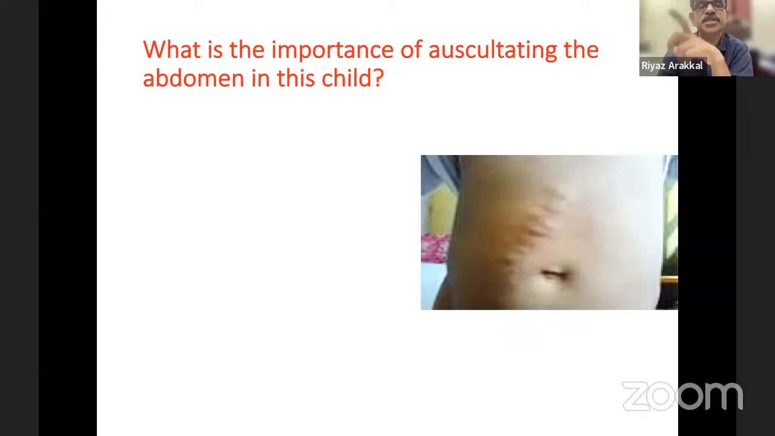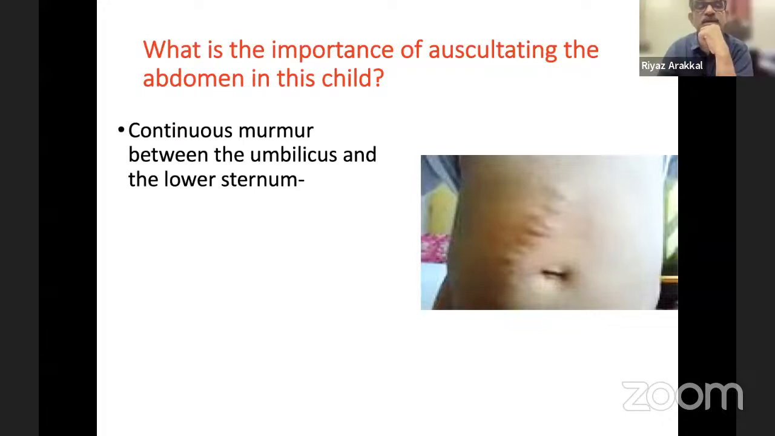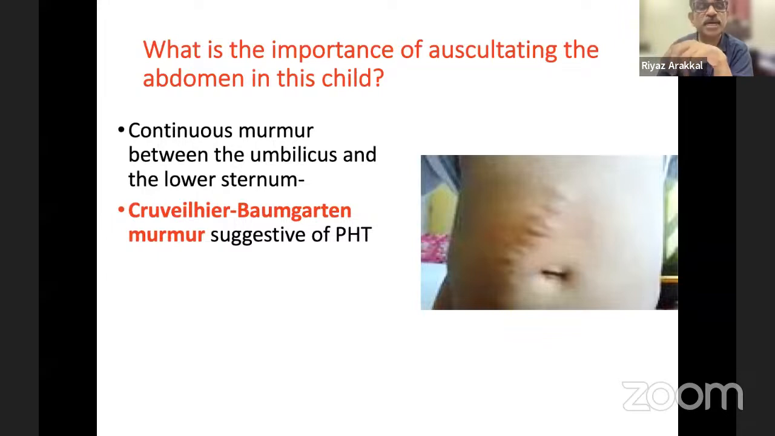What is important to auscultate in the abdomen of this child? You can see a finding there. What will you hear if you auscultate here? Murmur. Cruveilhier-Baumgarten murmur. You hear a continuous murmur between the umbilicus and the lower sternum. This is suggestive of portal hypertension, intrahepatic, which we already discussed. So this is a definite sign of intrahepatic portal hypertension. Undergraduate students are especially very fond of this sign.